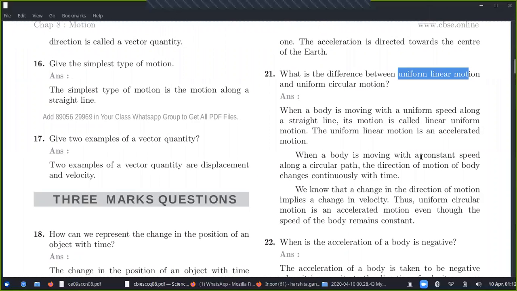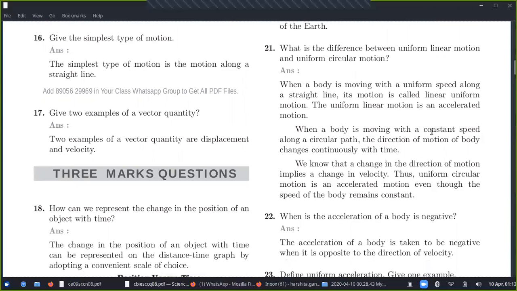Here there is a small error, sorry. When a body is moving with a uniform speed, the object is not said to be accelerated, right? Because it is moving in a straight line. As long as an object moves in a straight line, is not changing its direction, and its speed is also constant, there is no change in velocity and the object is not accelerated. So there is an error here, it should say not accelerated for uniform linear motion.